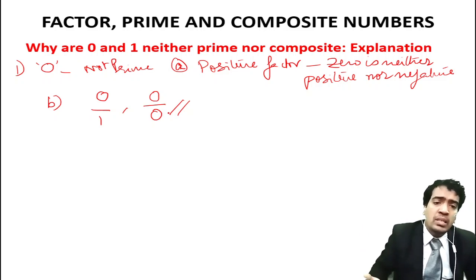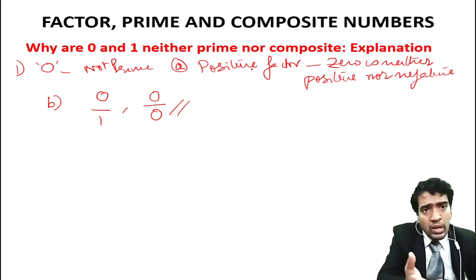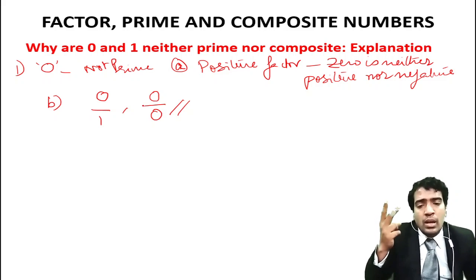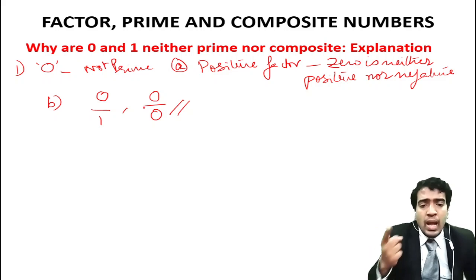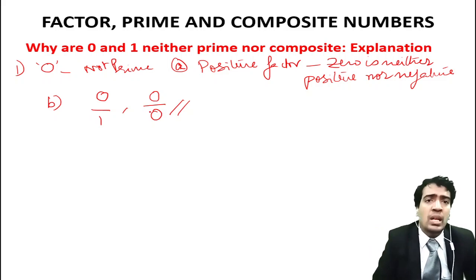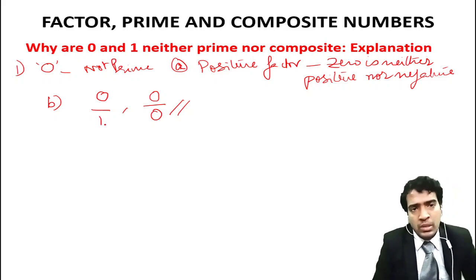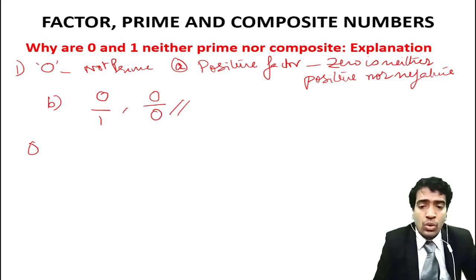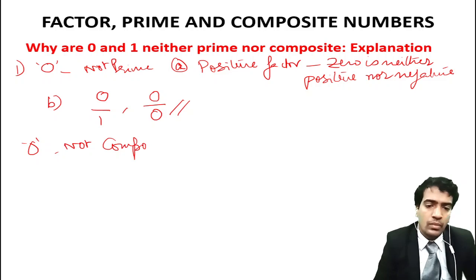The test of primality says that it should be a positive number; there it also failed. And there should be exactly two factors, the factor 1 and the number itself. 1 is a factor, so that condition is true, but 0 is not a factor of itself. So that is why 0 is not prime. And why is 0 not composite? Why?